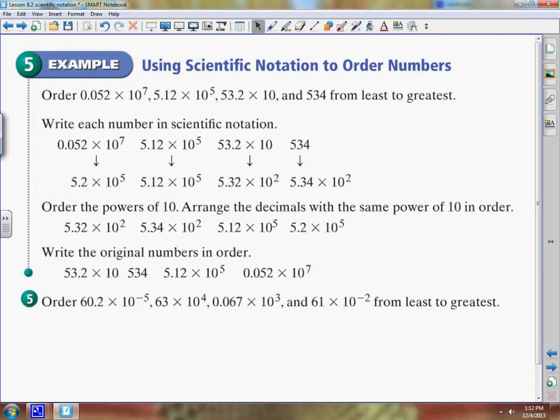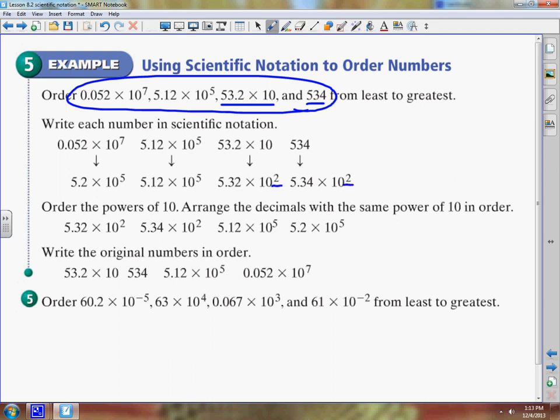Okay, so using scientific notation to order numbers. Write each number in scientific notation first. Here they want you to order these from least to greatest, but they're kind of just all random numbers. This is not in scientific notation, and neither is this. So first they say write the numbers in scientific notation, and then arrange them by their powers. If you look, these two are going to be the smaller ones, and 3.2 is smaller than 3.4, so they go first and second. And then these both have 5, but 5.12 is smaller than 5.2.